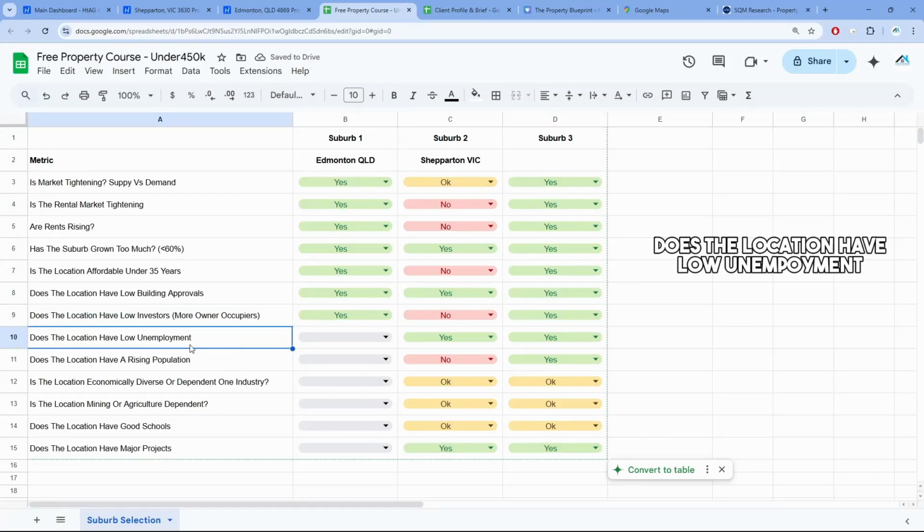Does the location have low unemployment? This is very important to see because we want to see that people have jobs there. If we have a rising unemployment, that means people could leave the area, properties can be vacant, rents start dropping, there's more supply on the market. That means property prices could either flatline or start dropping as well.